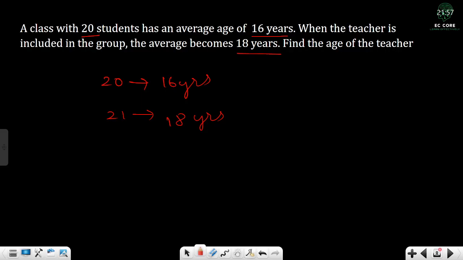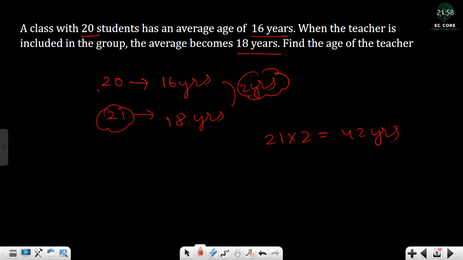If the age of the teacher were 16 years, then the average would not have increased. So what we can observe is that the age of the teacher is greater than 16. What is the difference? 2 years is the difference in the average. So this 2 years will be distributed to these 21 people. So 21 into 2, that is equal to 42 years. So this is the age of the teacher.